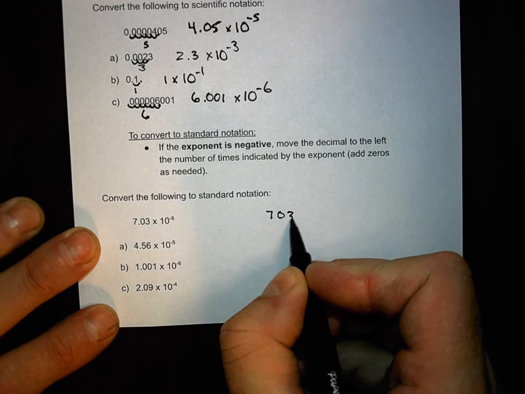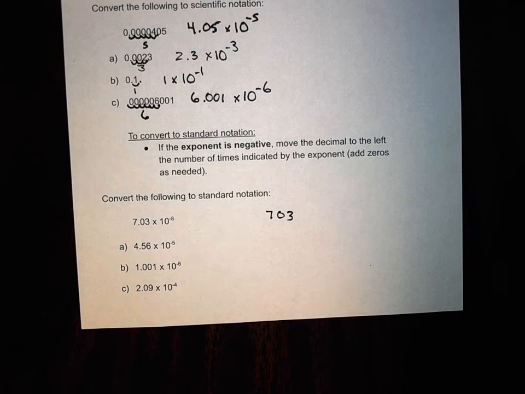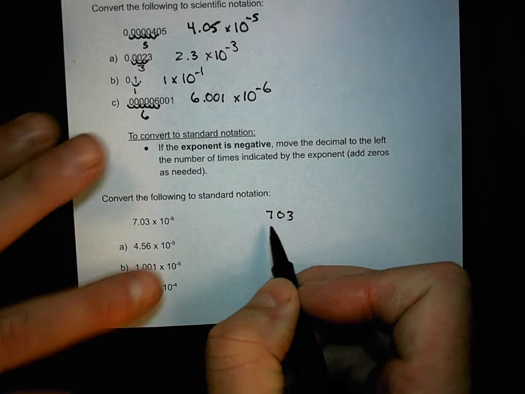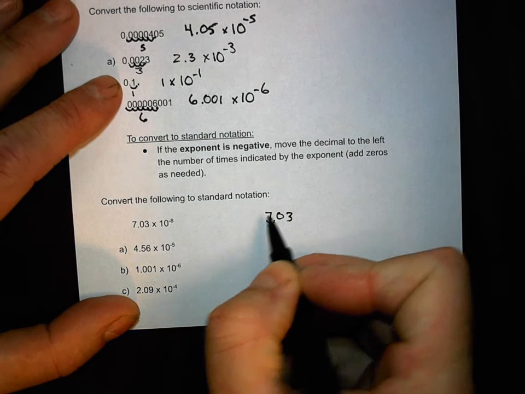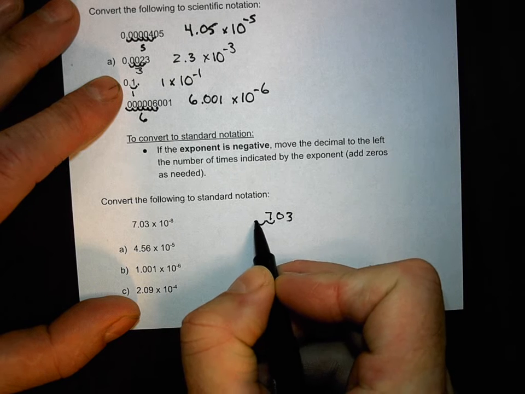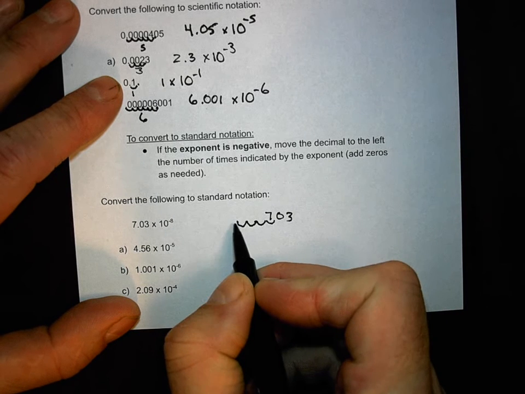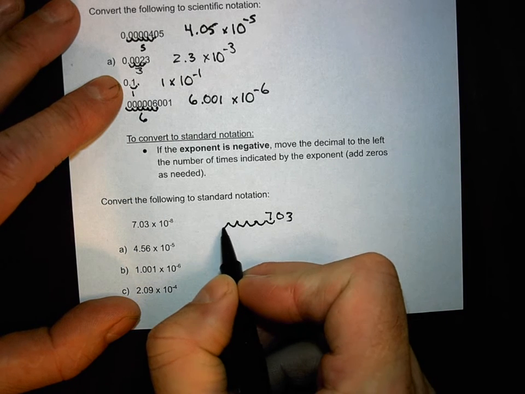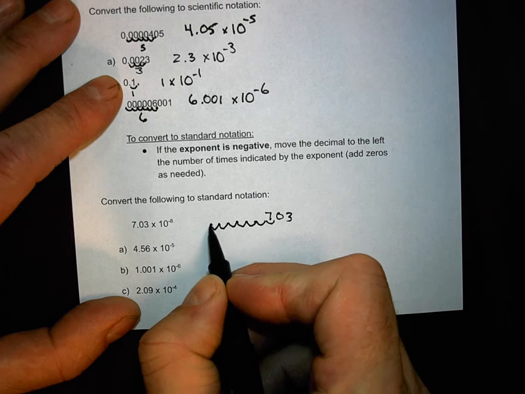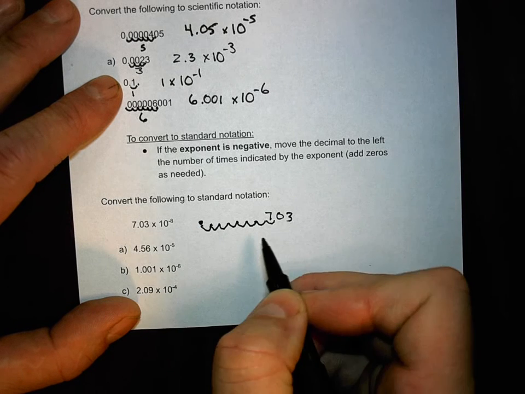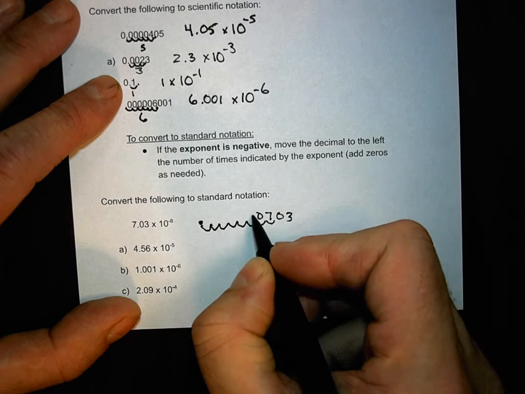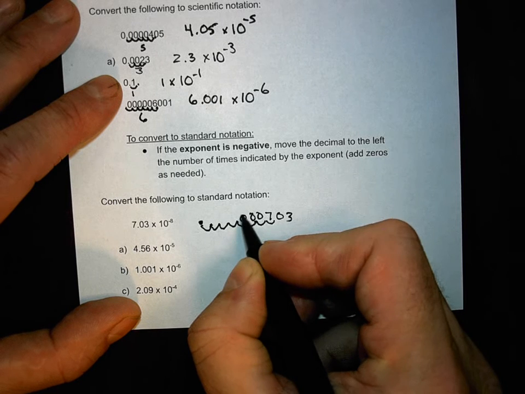I'm going to write the 7.03, and I'm not going to put my point there, way over here, because I've got a lot of zeros to put in there, don't I? If I'm at the negative 8, I'm putting a bunch of zeros in there. So I'm going to count from here: 1, 2, 3, 4, 5, 6, 7, 8. There's my new decimal, right? And every one of these holes I'm going to fill in with a 0.